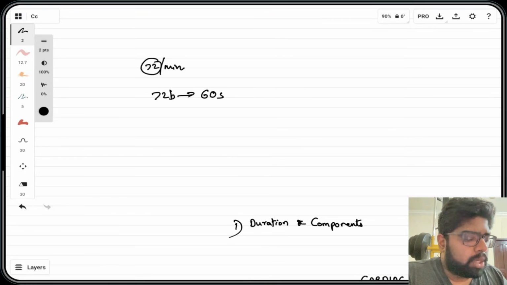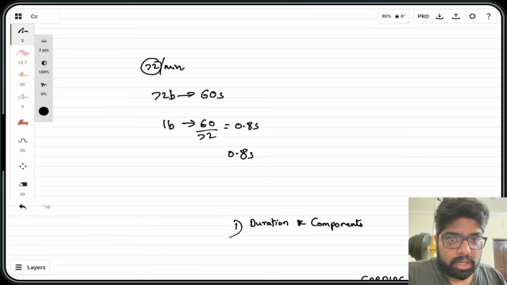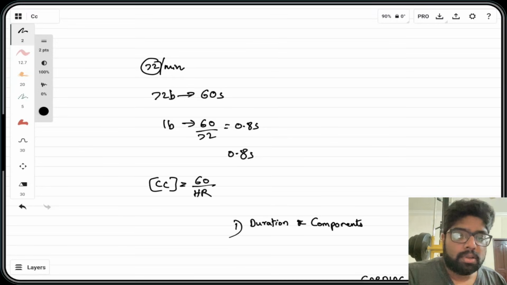If so, what is the duration of one beat? The duration of one beat would be 60 by 72, which works out to around 0.8 seconds. So the duration of one cardiac cycle is 0.8 seconds. So now you can say the formula for finding the duration of the cardiac cycle is: duration equals 60 by heart rate. As the heart rate increases, the duration of the cardiac cycle decreases.